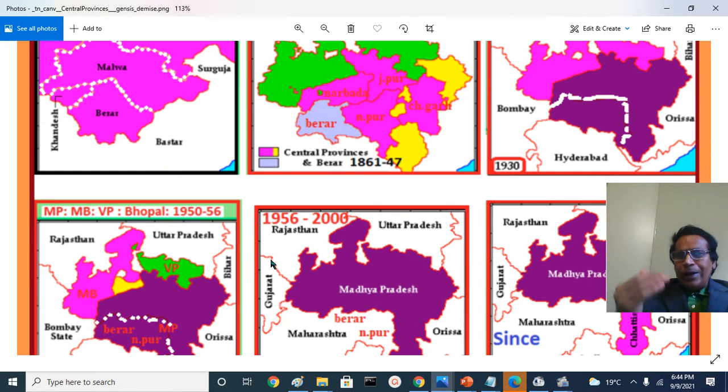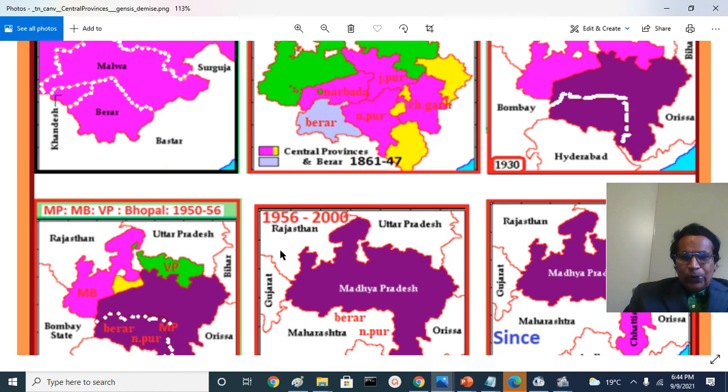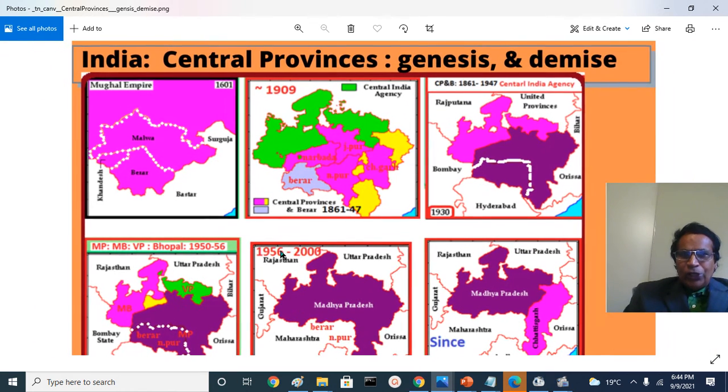All these ideas will be very clear to you after this presentation, titled Central Provinces and Berar: how it formed, its genesis, how it dismembered, demised into different political entities or states or provinces. Certain regions are added, certain regions are taken away, merged into others and so on.